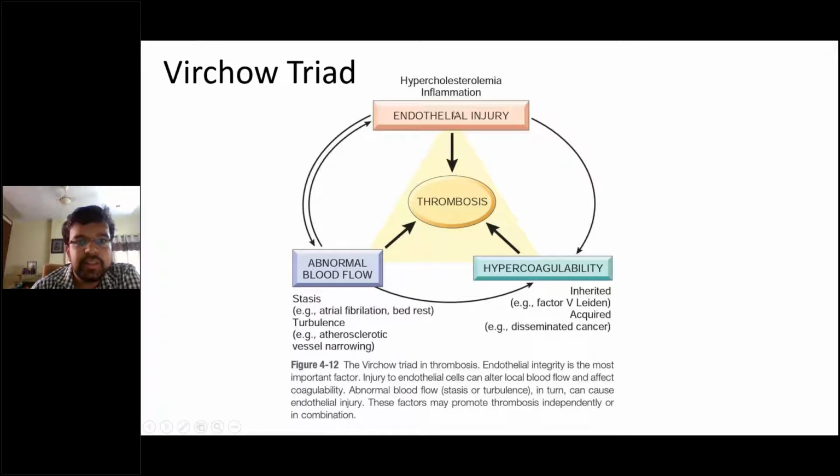So endothelial injury can be by various toxins, hypercholesterolemia, inflammation, various metabolic products. Abnormal blood flow could be both stasis of the blood or increased turbulence of the blood. Both of them can lead to thrombosis, and of course hypercoagulability. This can be divided into inherited and acquired. We'll be studying this in detail in the later slides. So basically these three factors are very, very important for increased thrombosis in the body, and this together is known as the Virchow triad. So this is a very important slide.